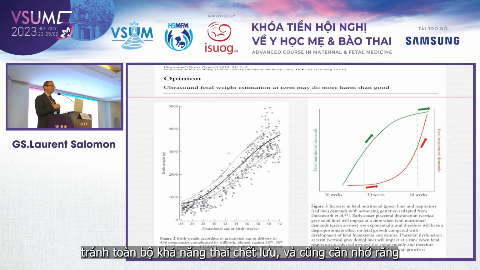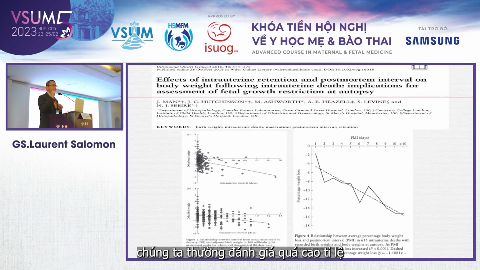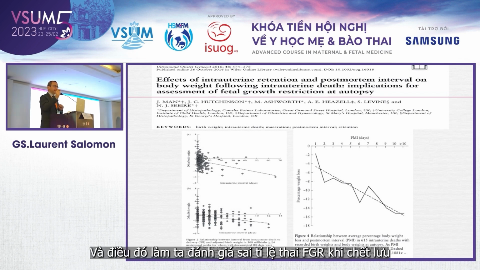And also it's important to keep in mind that probably we tend to overestimate the proportion of the fetuses that are dead in utero and that are also growth restricted, because between the moment the death occurs and the moment you will deliver the baby, the fetus will lose some weight, and that will tend to overestimate the proportion of the fetuses that are considered to be growth restricted when they are dead in utero.